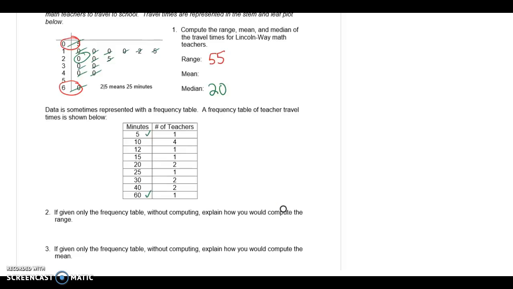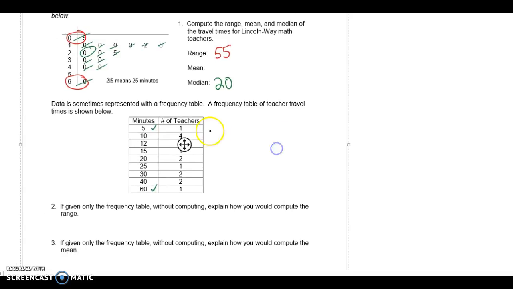To calculate the mean, it's a little bit more complicated. Instead of just adding every single number up, what we can do is basically do that, or we can do a little bit quicker. So what I like to do with these problems is I like to take the column on the left and the column on the right and just multiply those numbers. So one teacher at 5 minutes is 5 minutes total of travel time. 4 teachers at 10 minutes is 40.